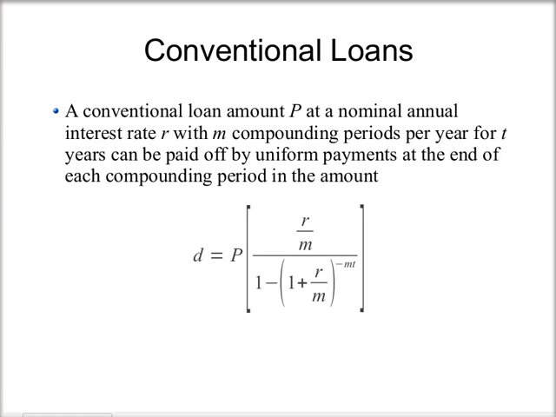This is the formula for loan payments for a conventional loan. So if you have a conventional loan where you've borrowed P dollars at a nominal annual interest rate R with M compounding periods per year for T years, then you can pay that loan off by uniform payments at the end of each compounding period in the amount D given by this formula here.